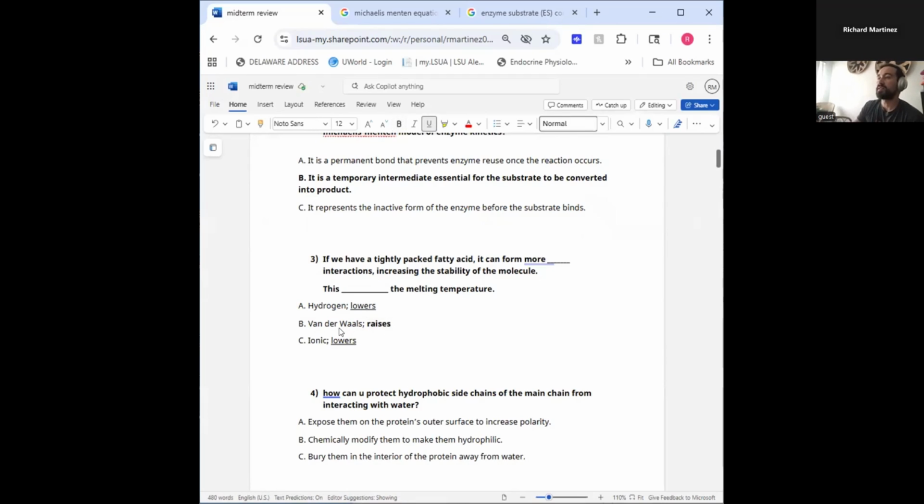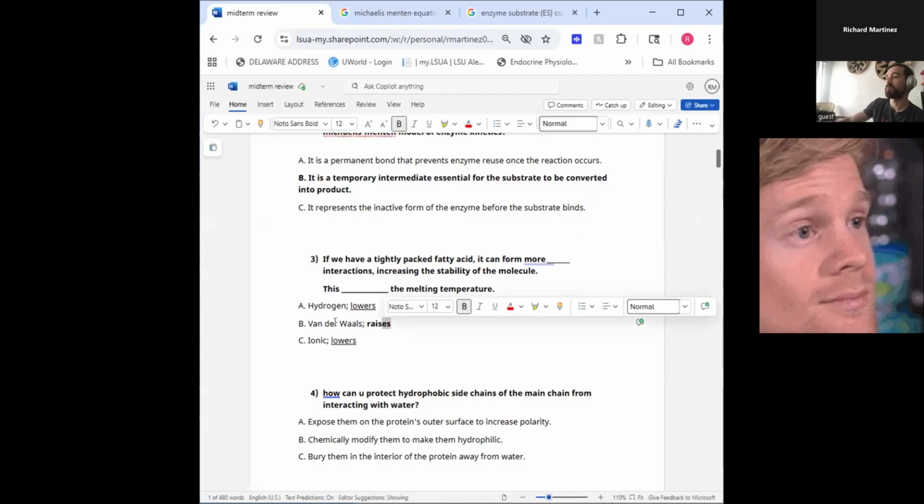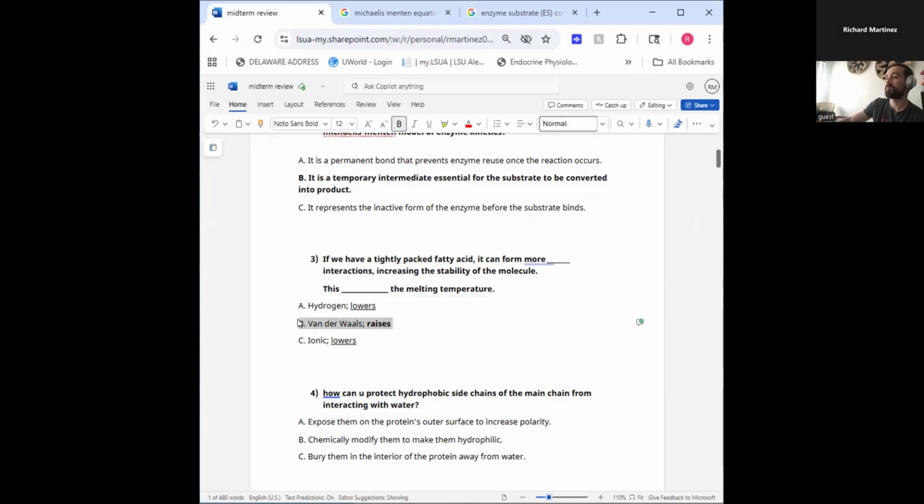So let's just say I didn't know what van der Waals interactions were, and let's just say that I didn't know what hydrogen bonds or ionic bonds were. By a tightly packed fatty acid, it can form more blank interactions. Let's say we don't know that first one, but it'll increase the stability of the molecule. So if we increase the stability of the molecule, will that raise the melting temperature or will that lower the melting temperature? In this case, if we form more van der Waals interactions, which I'll show you in a moment, that will raise the melting temperature. So immediately we know that we're going to raise the melting temperature. You can cross out A, cross out B, and just move on.